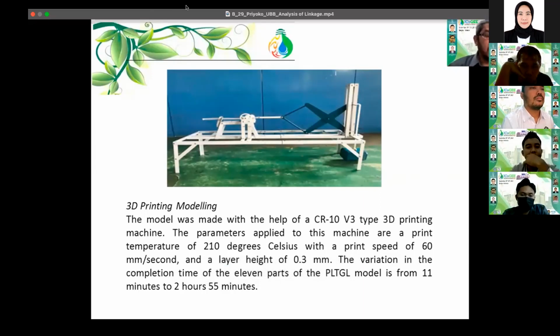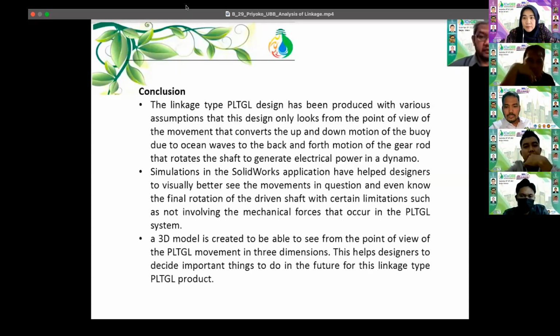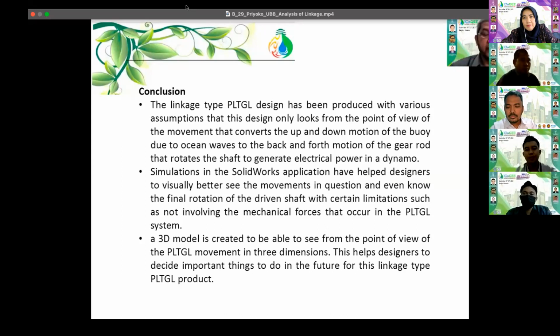The variations in the completion time of the 11 parts of the PLTGL model is from 11 minutes to 2 hours and 55 minutes. So the conclusion of this research is that the linkage of the PLTGL design has been produced with variations, assuming that this design only looks from the point of view of the movement that converts the up and down motion of the buoy due to the ocean waves to the back and forth motion of the gear rod that rotates the shaft to generate electrical power in the dynamo.